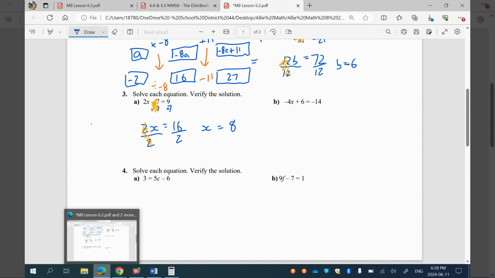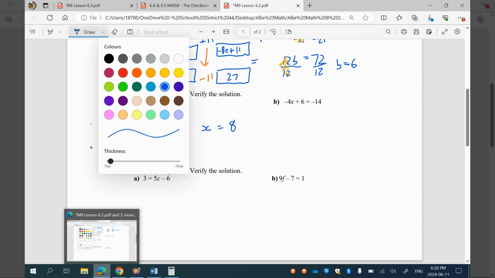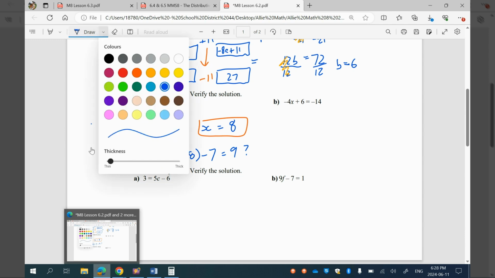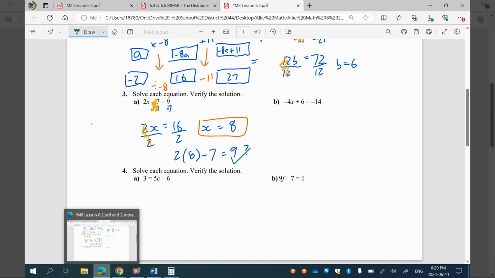And now we can input our solution into the original equation and see if it's true. So is it true that 2 times 8 subtract 7 equals 9? So 2 times 8 is 16. 16 subtract 7 is 9. So this is indeed correct. We can confirm that we got that one right. So let's do the next one.